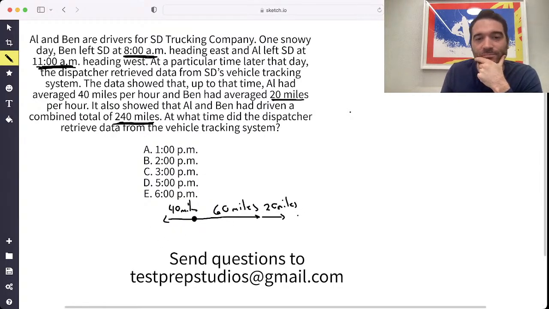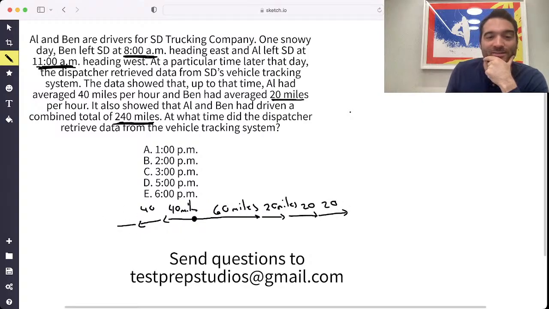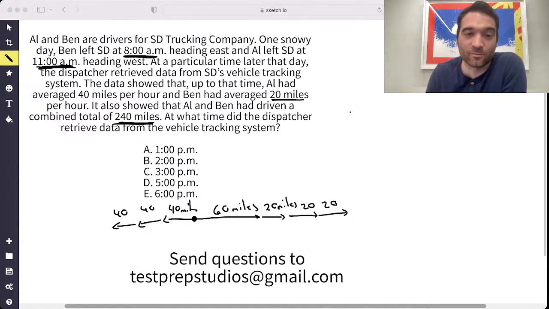Okay. Another hour, another 20, another 40. Keep track, 80, 140, 160, 180. Right? We're still not at 240 miles. Go another 20 miles, go another 40 miles. That's 40, 40, 40, 120 plus 60 was 180, 200, 240. Okay, so at that point, right, they've gone a total of 240 miles.